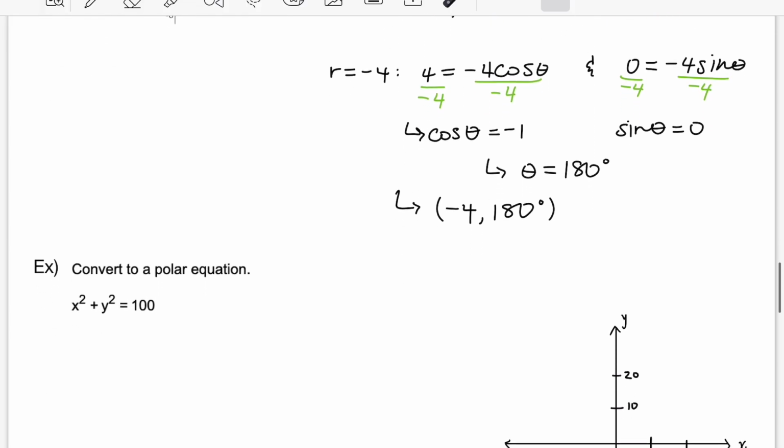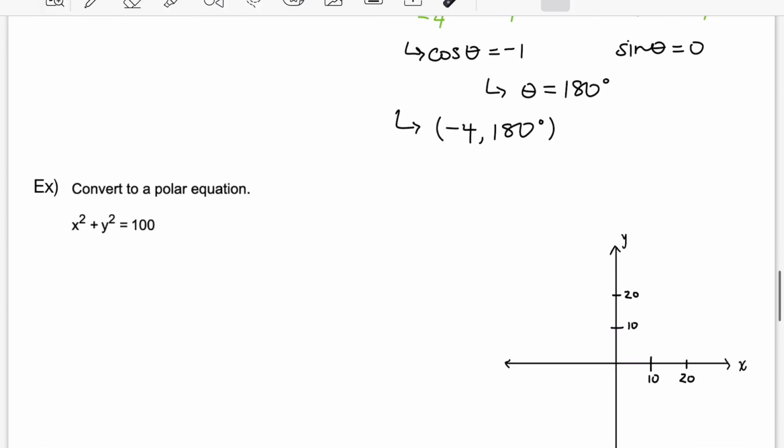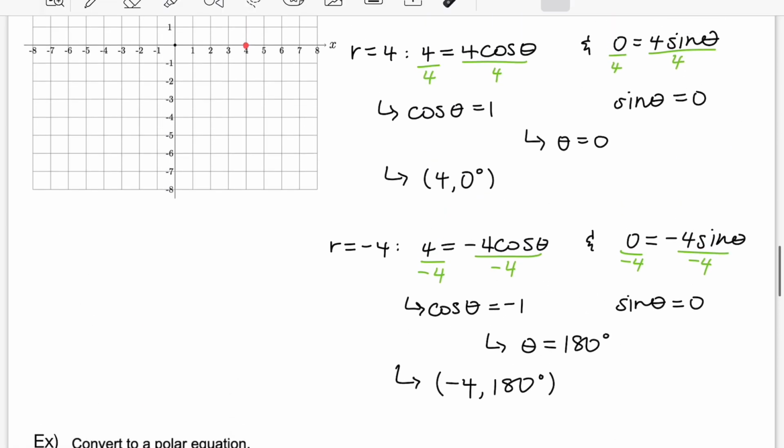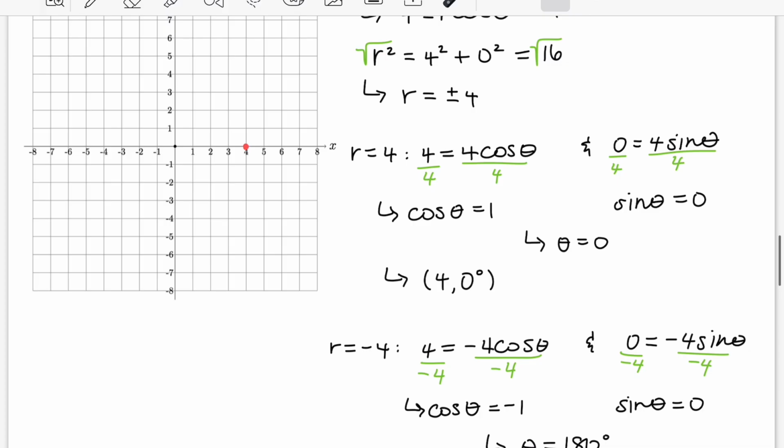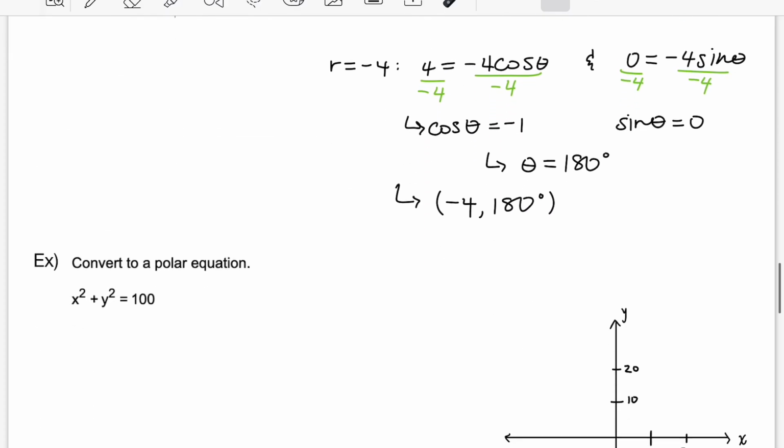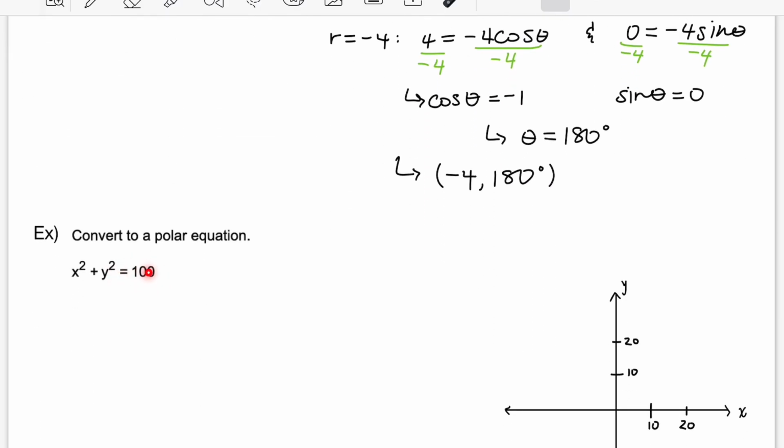So those would be two pairs of polar coordinates for this point here. All right, so let's do another example. Kind of switching gears a little bit. In this case, we want to convert this here to a polar equation. So we have x squared plus y squared is equal to 100. Well, as we saw in the last example, r squared is going to be equal to x squared plus y squared. So that means r squared must be equal to 100.